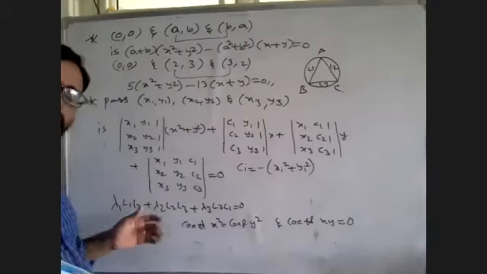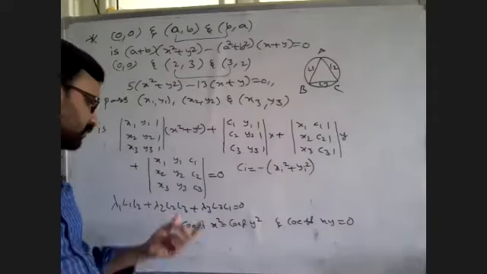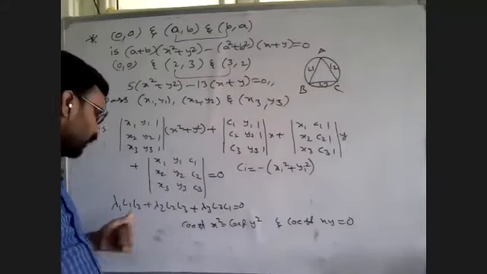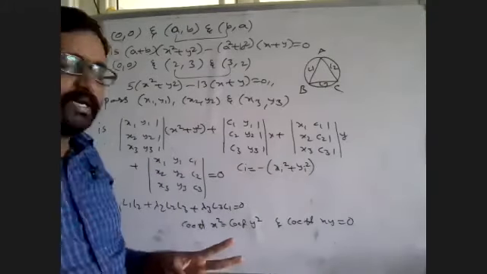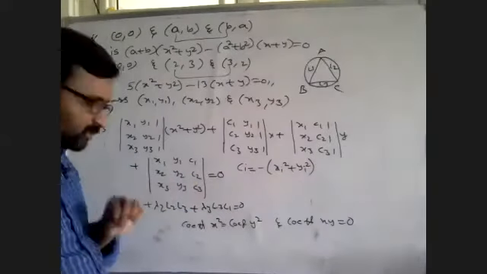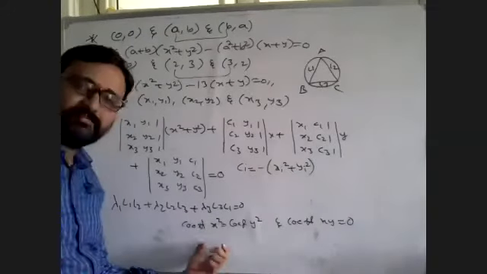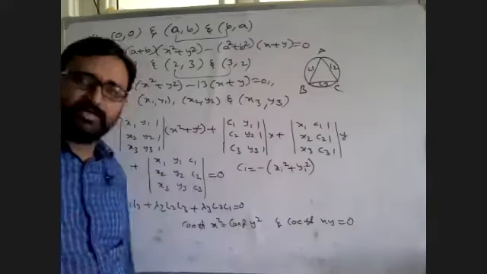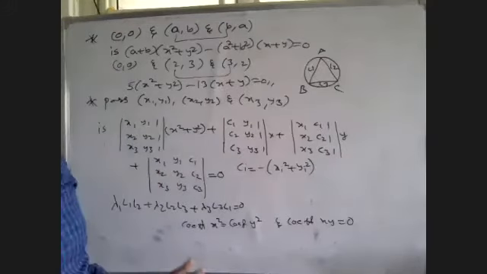L1, L2, L3, 3 lines we have, right? Lambda 1 into the multiplication of two lines, lambda 2 into multiplication, lambda 3 into multiplication, and you have to add all. Then you will get x square term, y square term, xy term. Now take all the x square term coefficients and y square term coefficients and equate them. After that, you will get one equation in terms of lambdas. Then take all the xy term coefficients and make them equal to 0. You will get one more equation in terms of lambdas. By solving those two equations, you will get the equation of the circle.